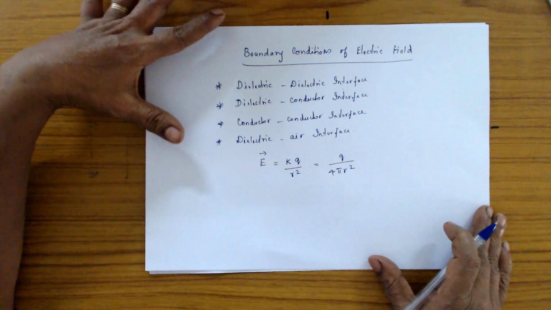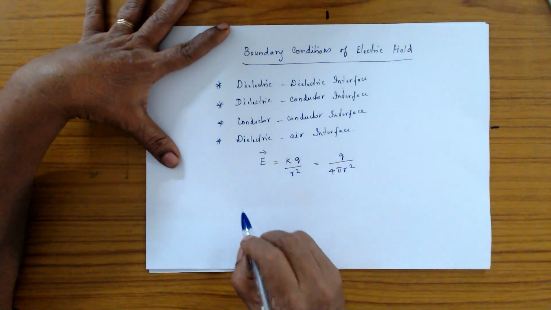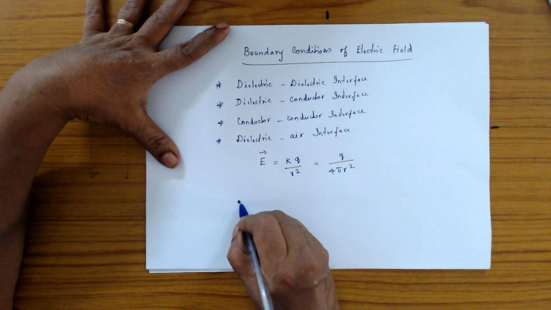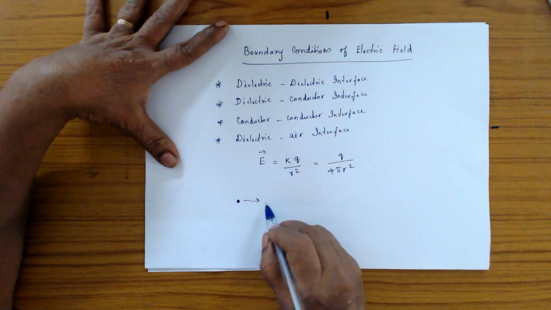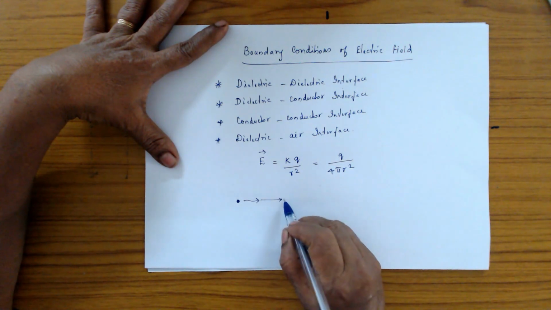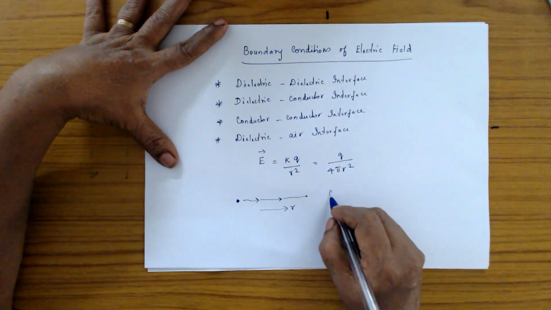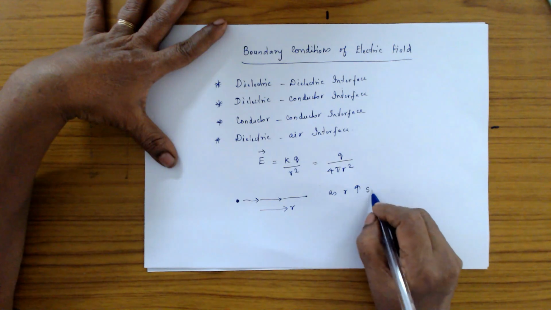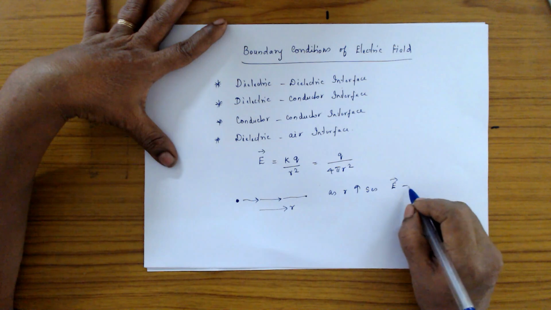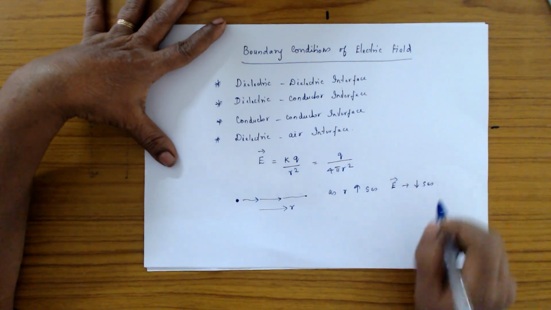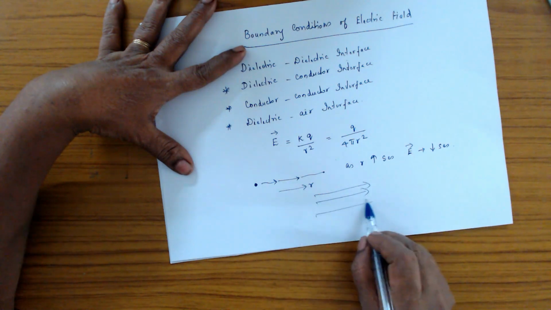So what is the meaning of this relationship? Suppose I have a charge here, and I am analyzing the field at this distance. This is my distance R. As R increases, definitely the electric field decreases. Suppose I have an electric field; these are my field lines.